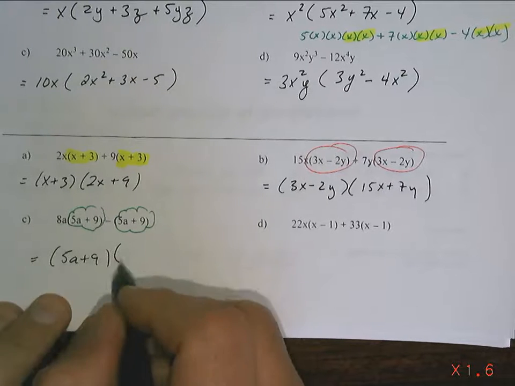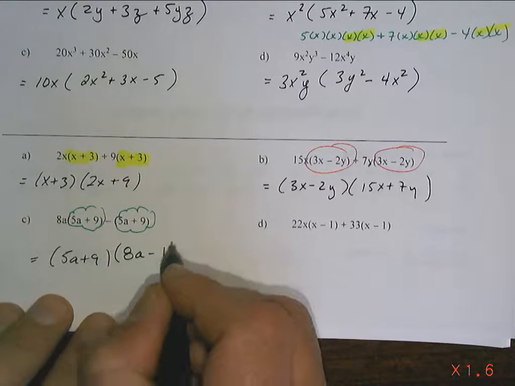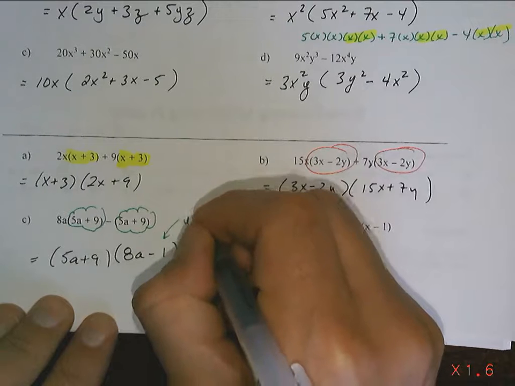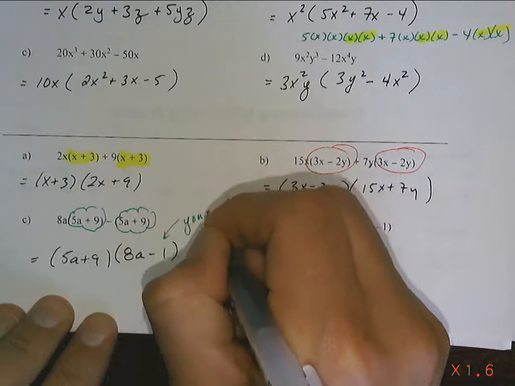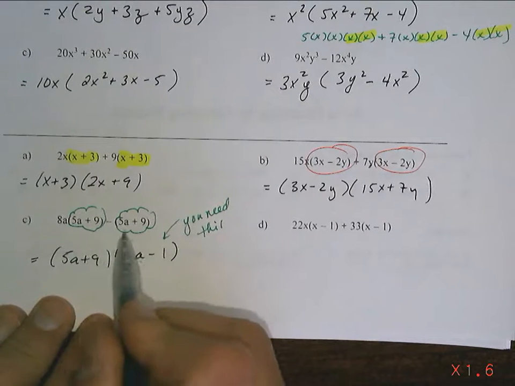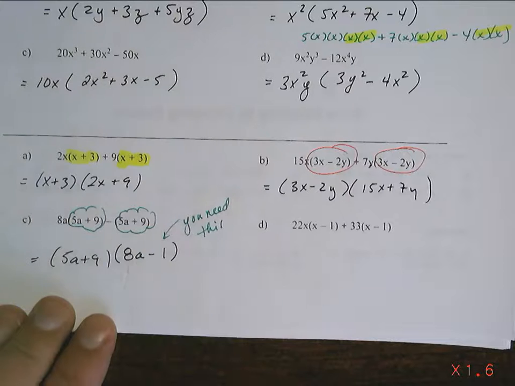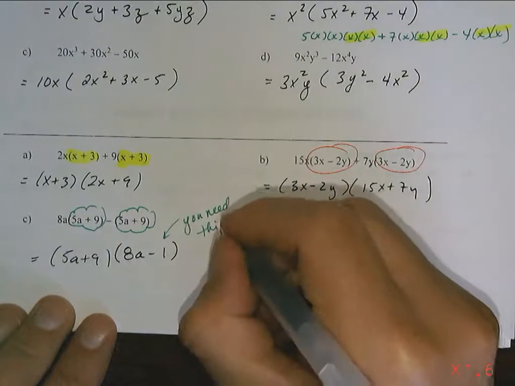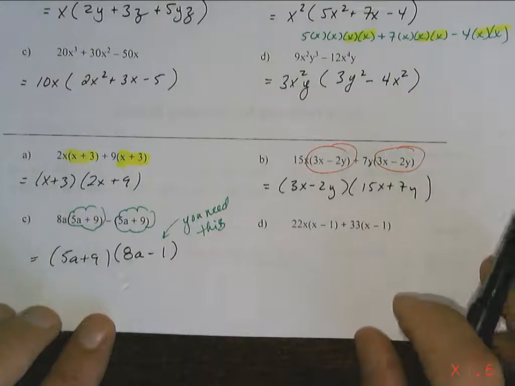And this is going to be 8a minus 1. And you need that 1. Don't forget about that 1. You need this. Because if you don't have it, when you expand it, it's going to be 8a times the brackets. And you're not going to have this other negative 1, 5a plus 9. So make sure you put that in. You need this. Okay. Okay, next one.